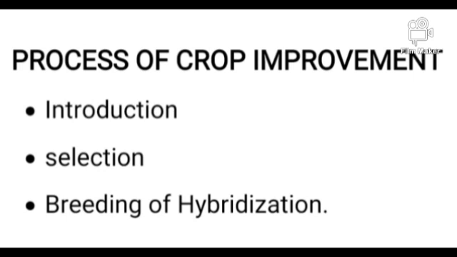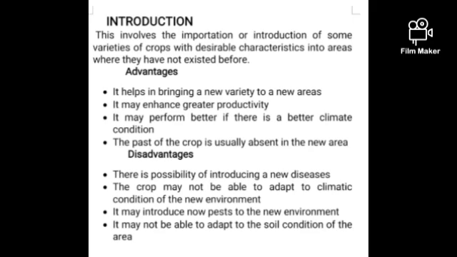Processes of crop improvement. Number one, we have introduction. 2. Selection. 3. Breeding or hybridization. So let's talk about introduction. Introduction involves the importation or introduction of some varieties of crops with desirable characteristics into areas where they have not existed before.